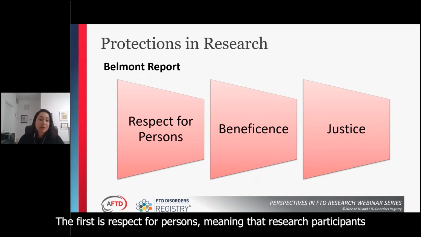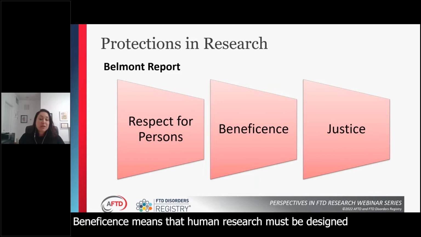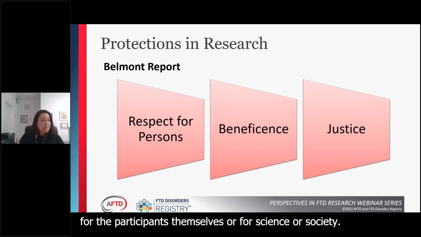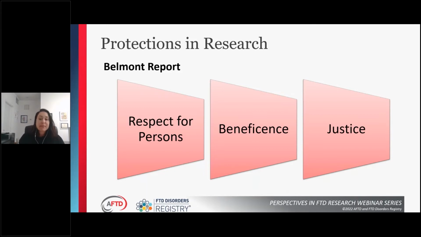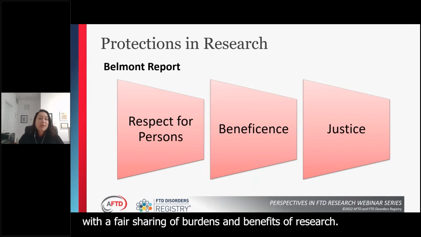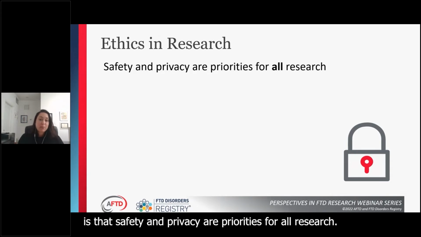The first is respect for persons, meaning that research participants should be treated as individuals whose opinions and choices are valued, and people with impaired decision-making ability should have extra protections. Beneficence means that human research must be designed and carried out to minimize harms to participants and maximize benefits, whether those are benefits for the participants themselves or for science or society. And justice, which means that people, including research participants, must be treated fairly with a fair sharing of burdens and benefits of research. So what the Belmont Report means for us is that safety and privacy are priorities for all research.